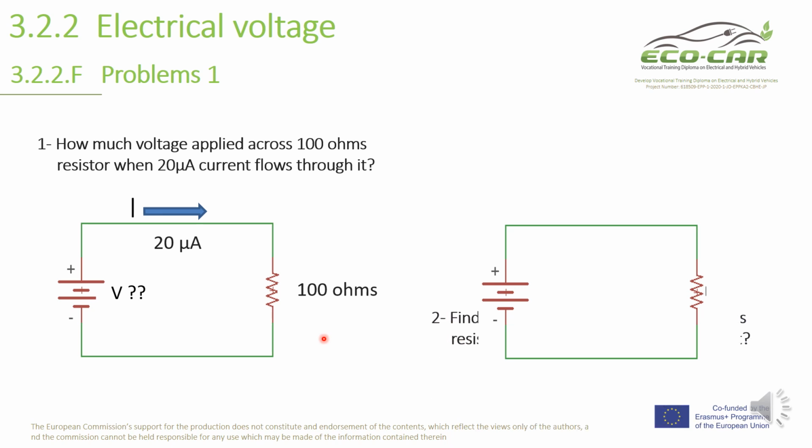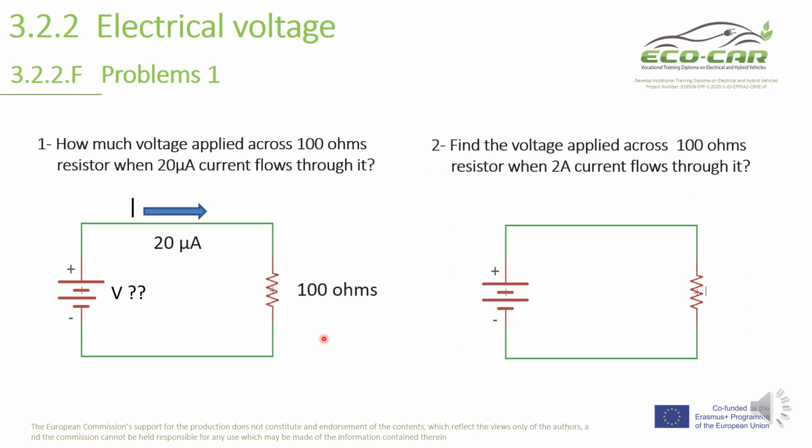Also another example, find the voltage across a 100 ohm resistor when 2 amps flow through this resistor. What is the voltage here?